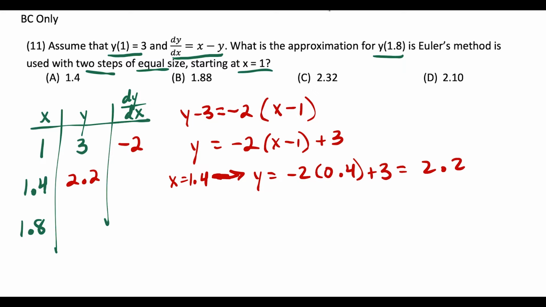But now you start the process all over again. For the AP test, they usually just make you do 2 steps. 3 steps would be a little bit mean because this is a very tedious process.